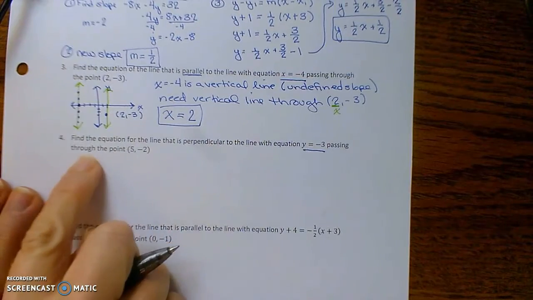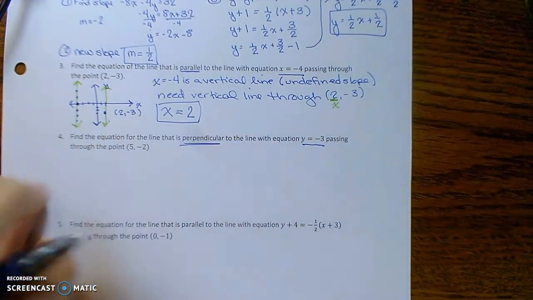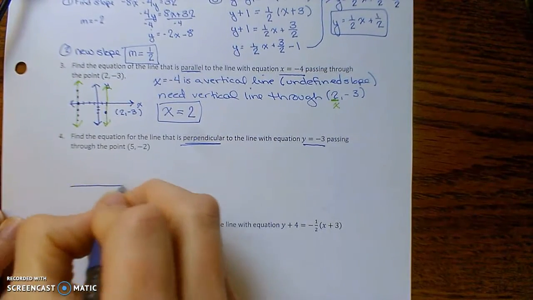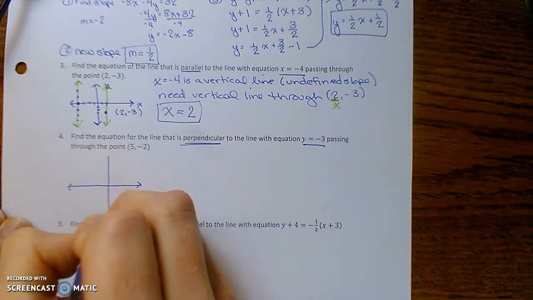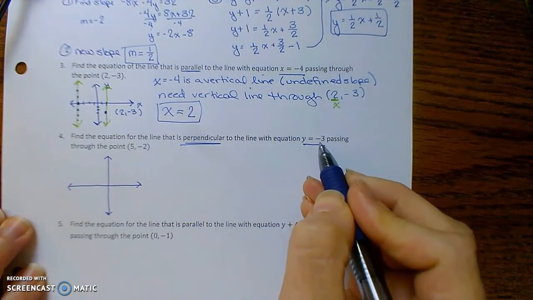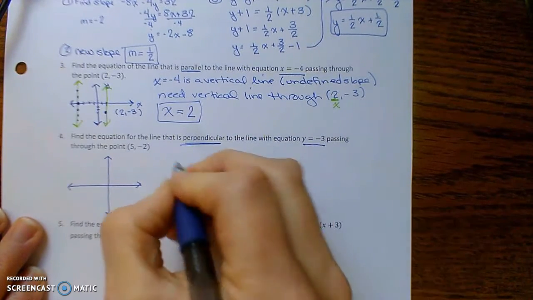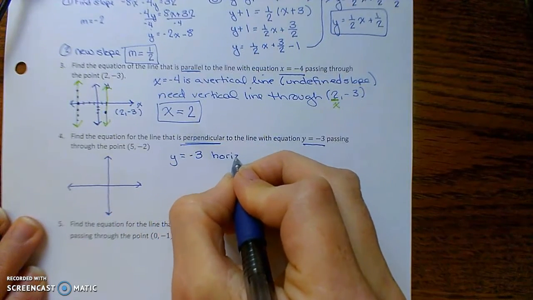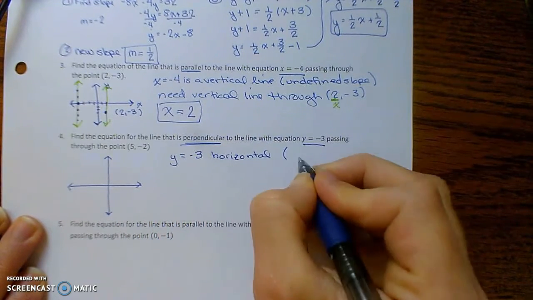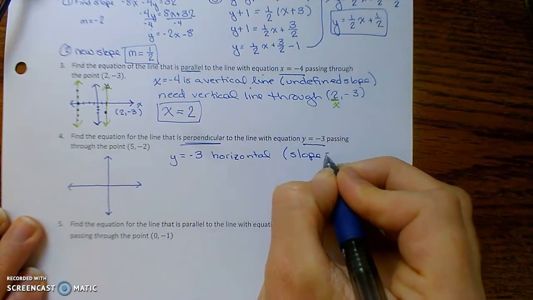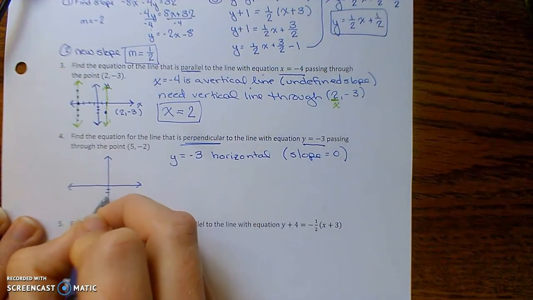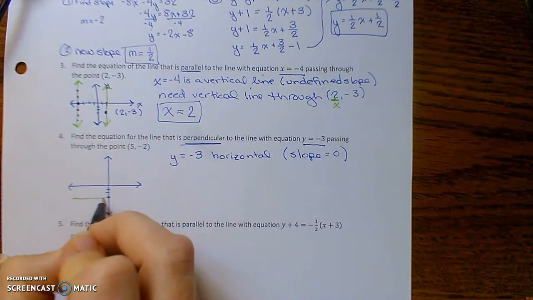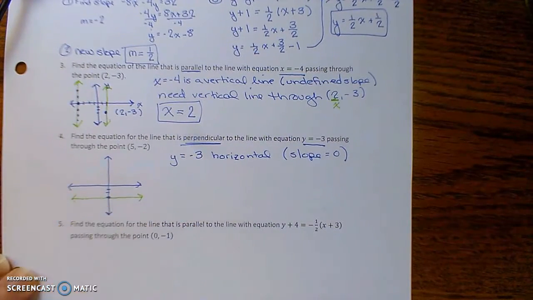Now, what if you're looking for a line that's perpendicular to one of those either vertical or horizontal lines? Let's approach this from a graphical point of view. Let's look at this graph, y equals -3. So y equals -3 is a horizontal line with slope 0. It has y-coordinate -3. It's this horizontal line down at height -3.